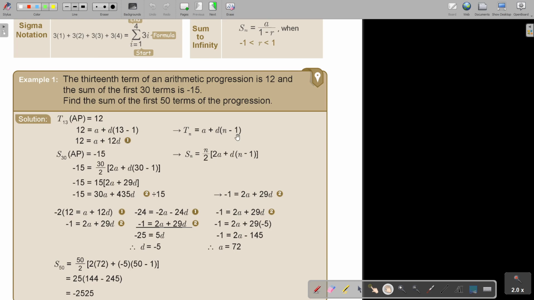There I showed you the formula. Then the sum of the first 30 terms. Remember, it's always very important to highlight: it's an AP. So the sum of the 30 is -15. Again, I fill it in. It's 30, I fill, and I simplify, and I get my second equation. Now, try to simplify it first. So I divide it by 15, and then rather work with this as your second formula. Remember, this was your first one.